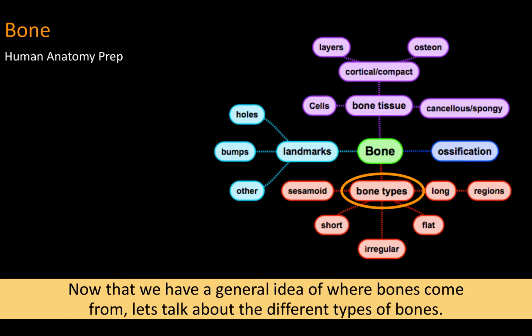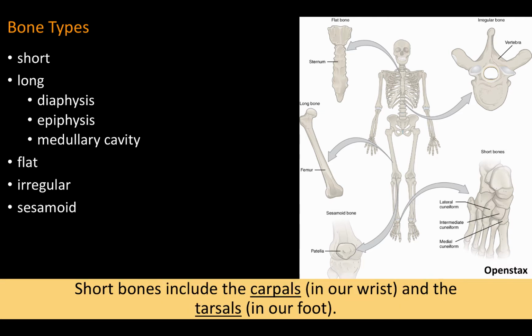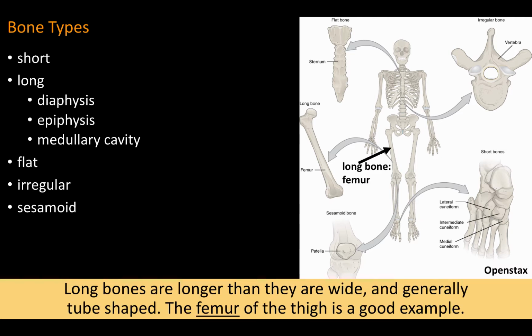Now that we have a general idea of where bone comes from, let's talk about the different types of bones. Short bones are, well, short. They tend to be cube-shaped like the cuboid bone of the foot. Short bones include the carpals in our wrist and the tarsals in our foot. Long bones are longer than they are wide and generally tube-shaped. The femur of the thigh is a good example.